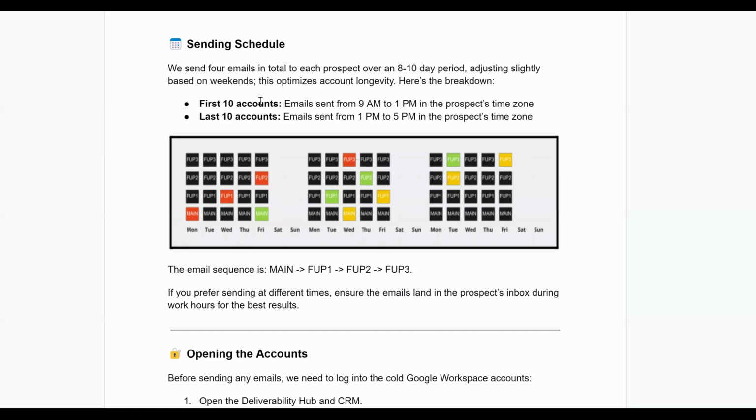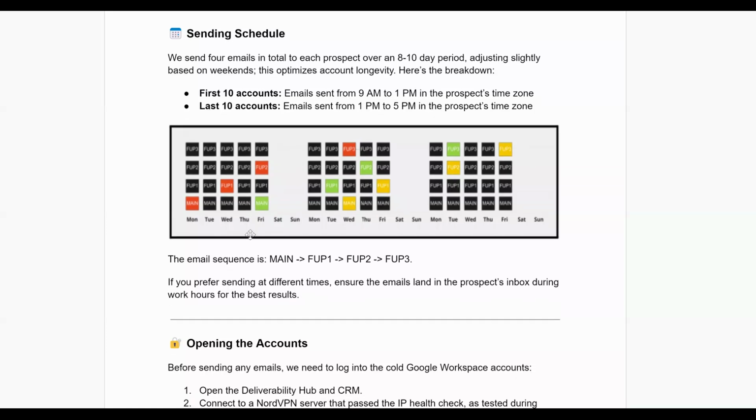And the email sequence, of course, is main. Then you send out follow-up 1 after 2 days, follow-up 2 after another 2 days, and follow-up 3 after 2 days again. If you prefer sending at different times other than these, you're of course more than welcome, but make sure to ensure the emails land in the prospect's inbox during work hours for the best results.